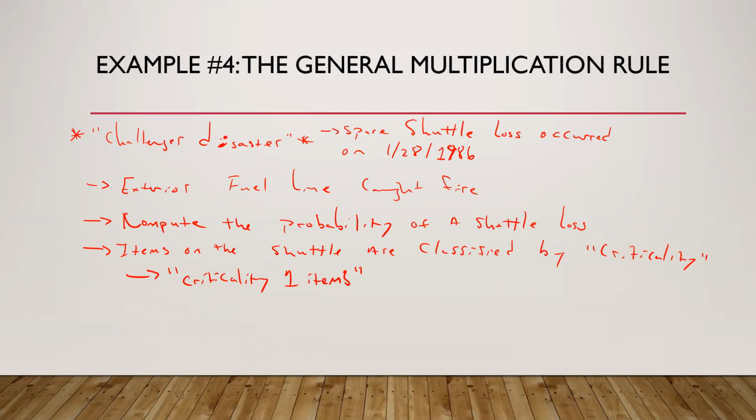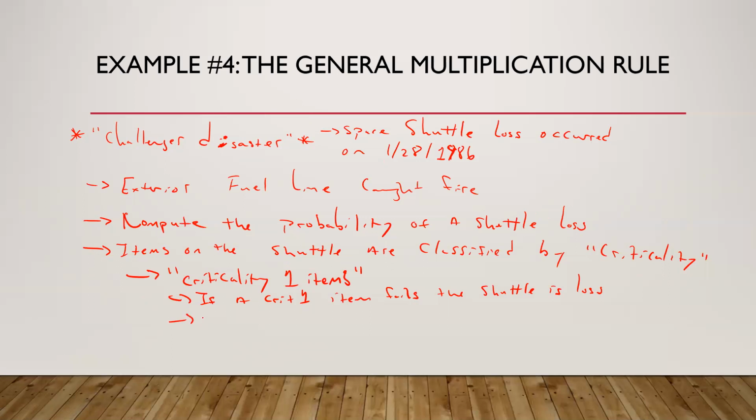Criticality 1 items are specified as the following. If a crit, I'm just going to call it crit 1 item fails, the shuttle will be a loss. Okay, so if this item fails, the shuttle will not make it home. Okay, let me give you an example of the criticality 1 item. The wings, okay? The wings are criticality 1 item, okay? If the wings fall off the space shuttle, it's not making it home.